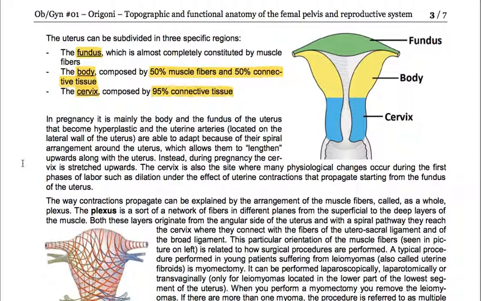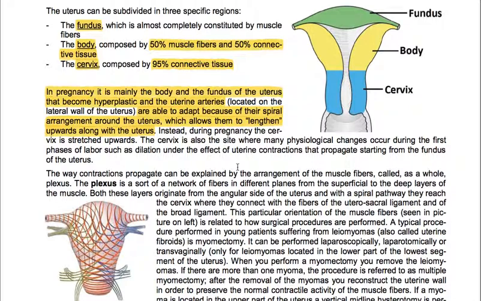Okay, in pregnancy it's mainly the body and the fundus of the uterus that become hyperplastic, and the uterine arteries are able to adapt because, remember, of the spiral arrangement around the uterus, which allows them to lengthen upwards along with the uterus. Instead, during pregnancy, the cervix is stretched upwards.